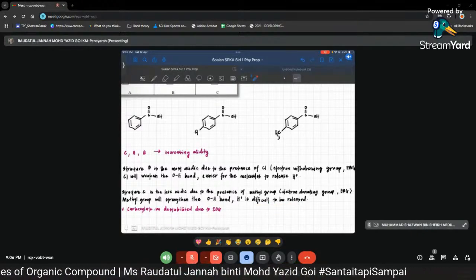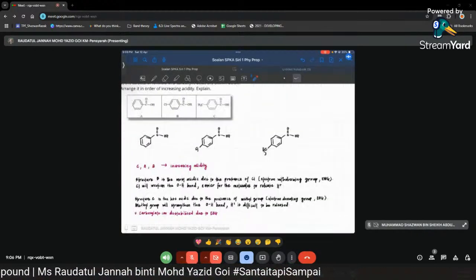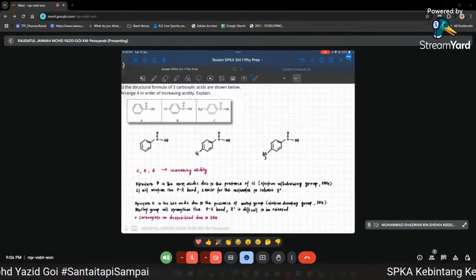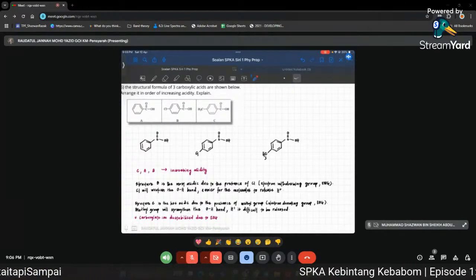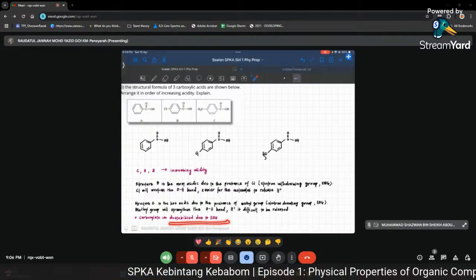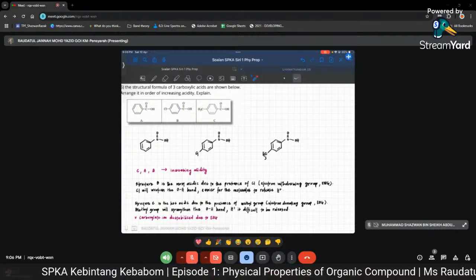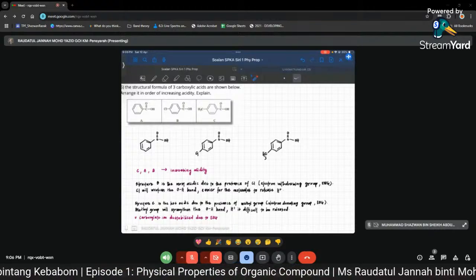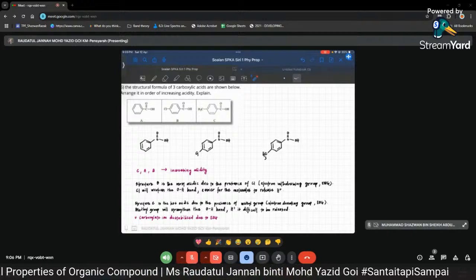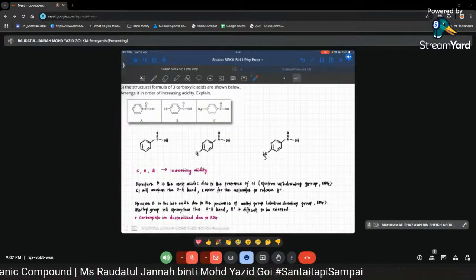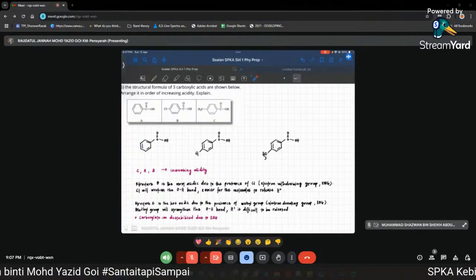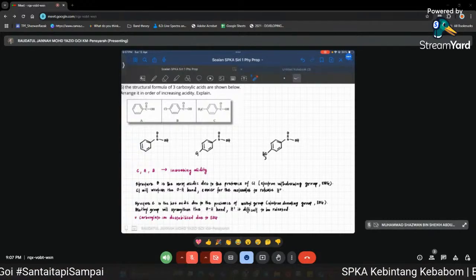Okay, and one thing yang you kena take note in here, carboxylate ion ataupun the conjugate base yang you akan form throughout the dissociation reaction kat sini, dia akan destabilized by the presence of electron donating group. Okay, kalau you ada electron withdrawing group, dia akan increase you punya acidity. Kalau you ada electron donating group, dia akan decrease the acidity of the species. Okay, so let's continue to the last question for tonight.